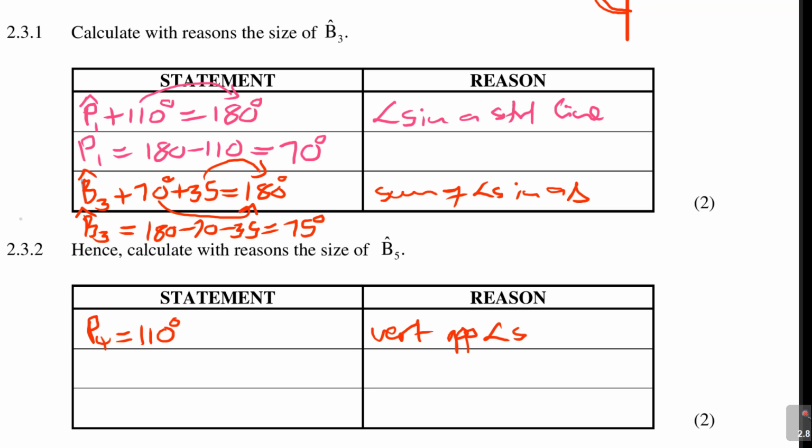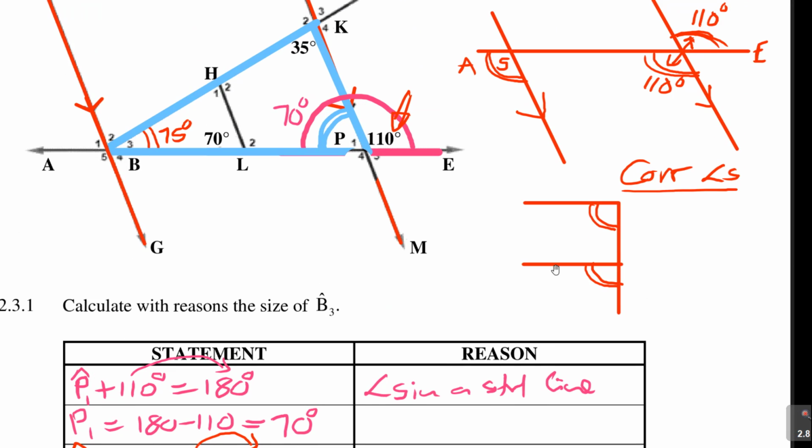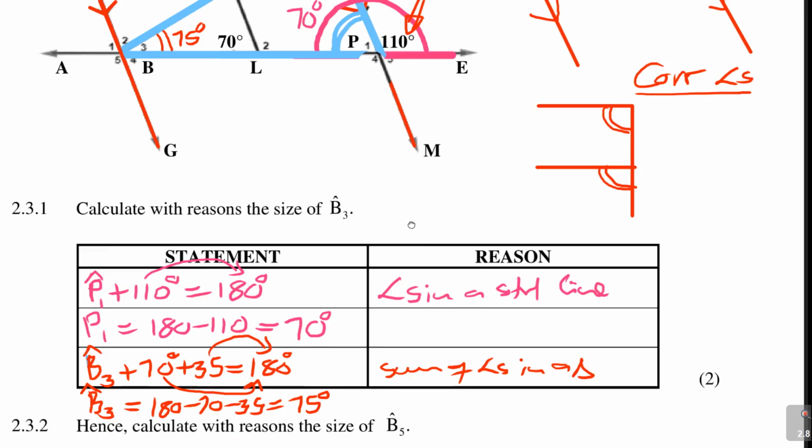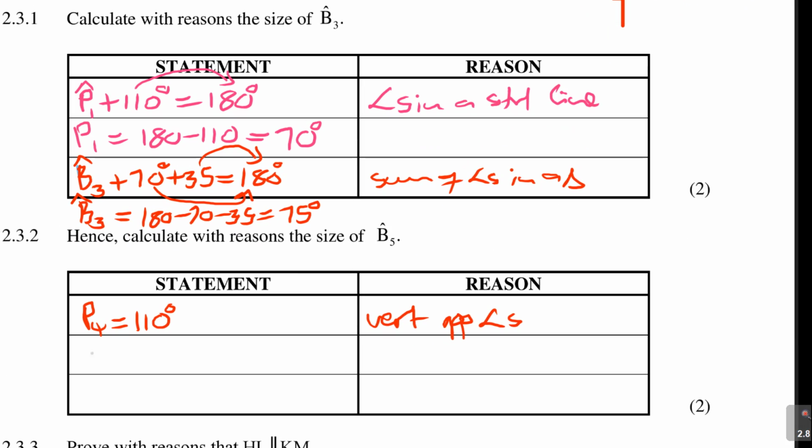Then from there, you come back again and say, you are using now this correspondence to say B5, because this is B, we know that this is B. Alright, and this was P. So we say B5 is equal to what? Is equal to P4. You write that statement. B5 is equal to P4. And then what is the reason?